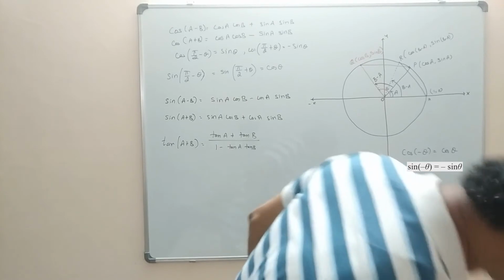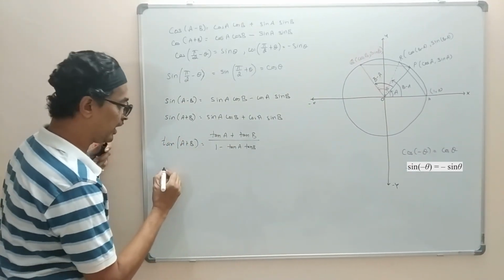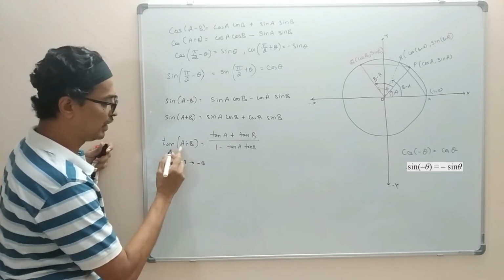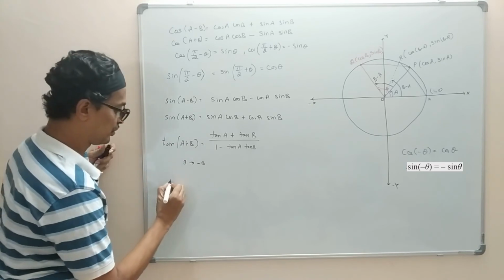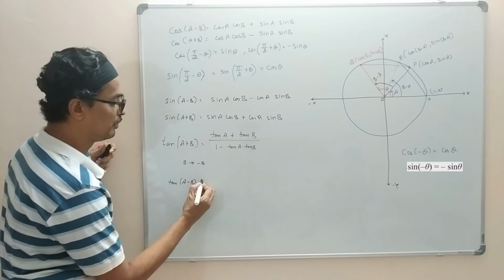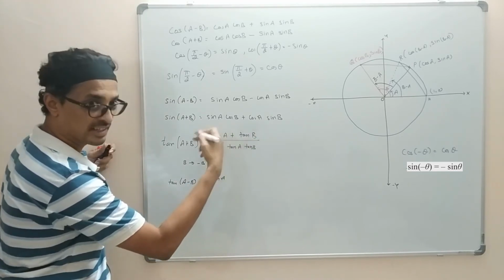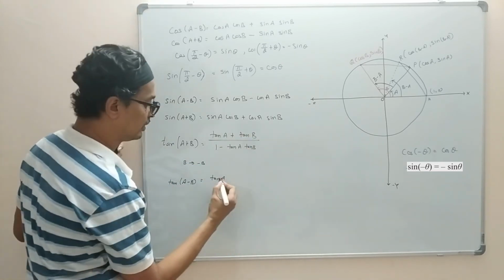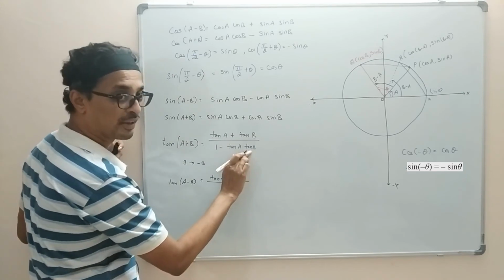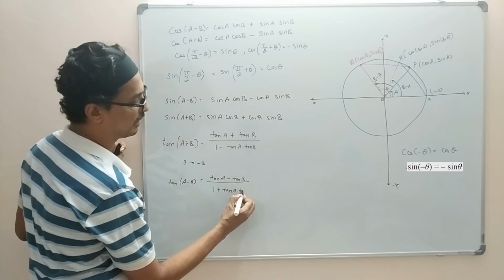Now we can do it for tan (A minus B). What will be tan (A minus B)? Just replace B with minus B. So this is going to be A minus B. So tan (A minus B) will be equal to tan A, tan of minus B is minus tan B, because the sign is minus, right? So minus tan B divided by, here all the signs are minus, so we are going to get plus, 1 plus tan A tan B.